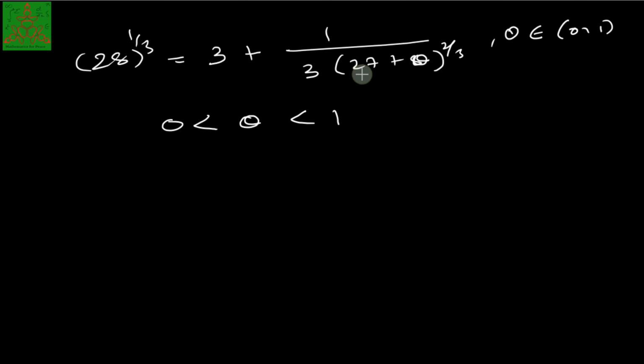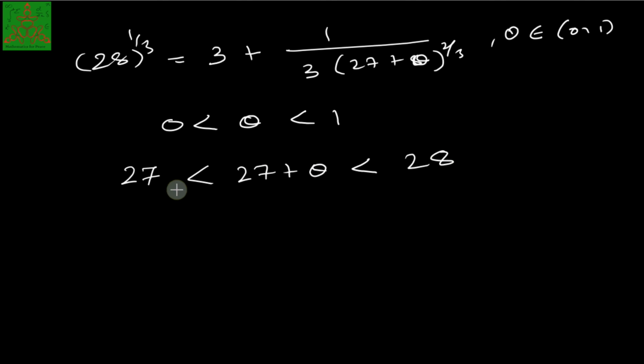Now I have to make out this quantity, because I need to have 28. So I have to make out this 27 plus theta. So I'll add 27 to both sides. So 0 plus 27 is this: 27 plus theta is less than 28.